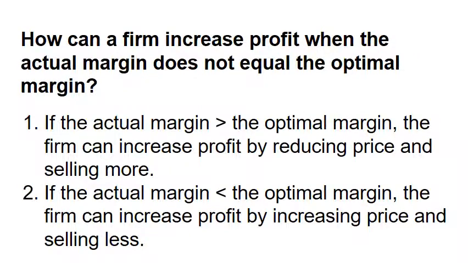Well, how can a firm increase profit when the actual margin does not equal the optimal margin? Suppose the actual margin is 30%, and the optimal margin is only 20%. Well, that means the actual is greater than the optimal. It means your price is too high. In this case, a decrease in price would lead to an increase in profit.